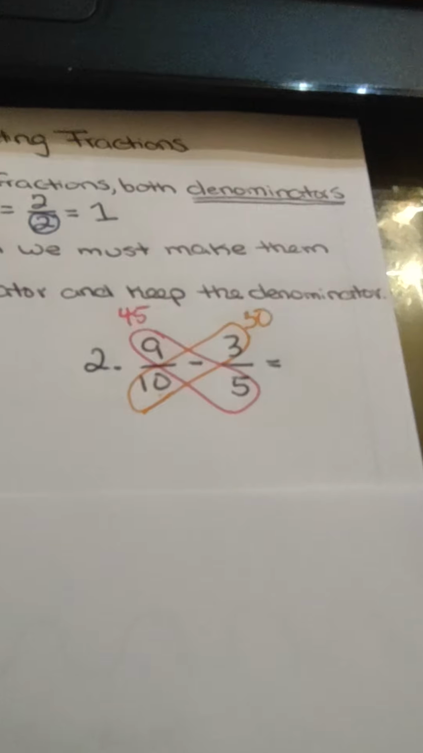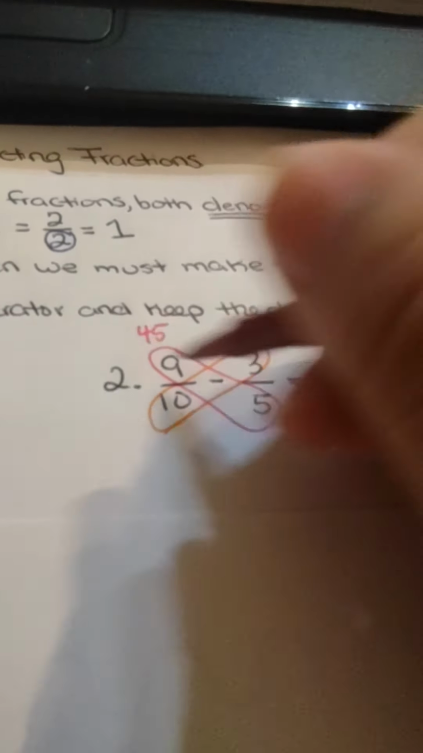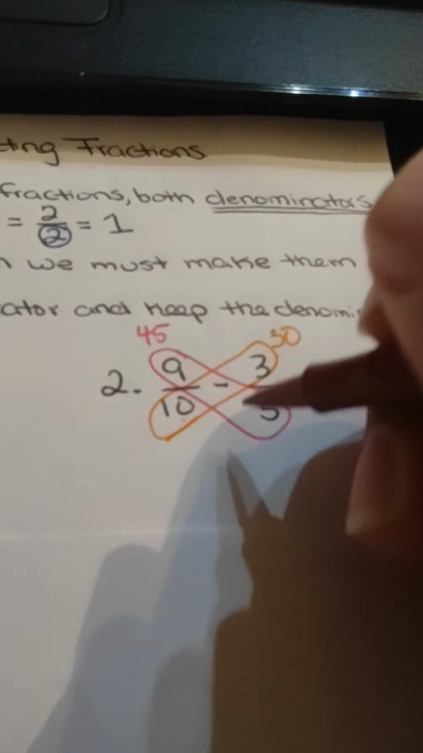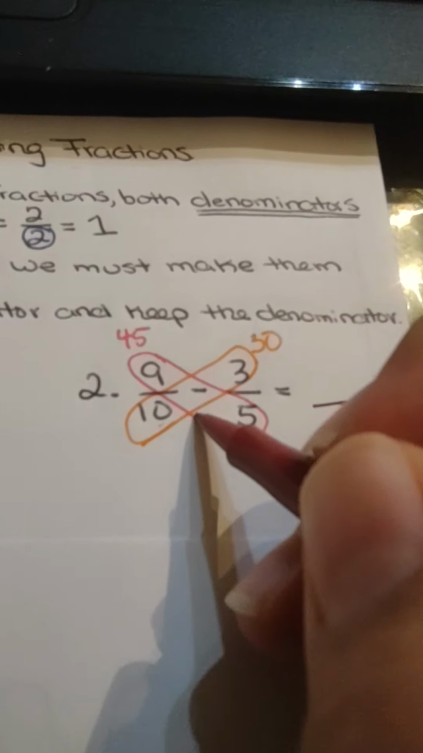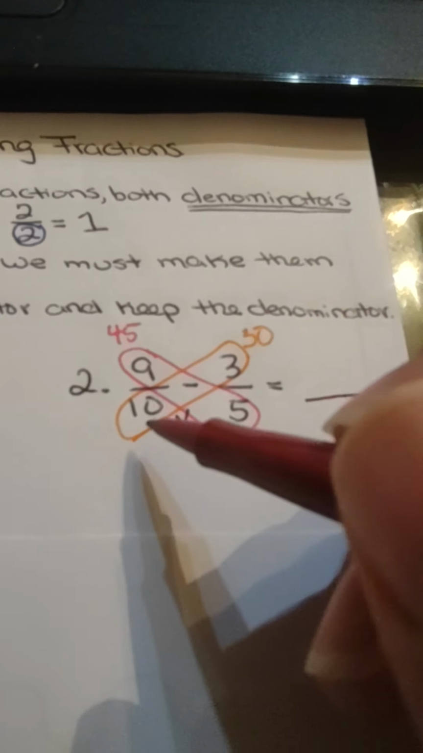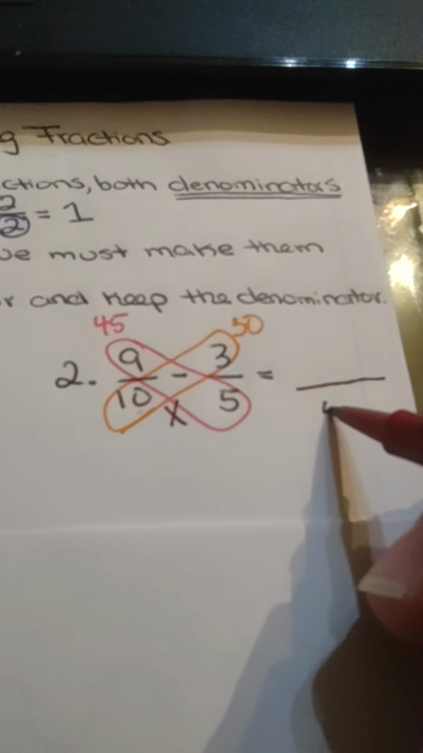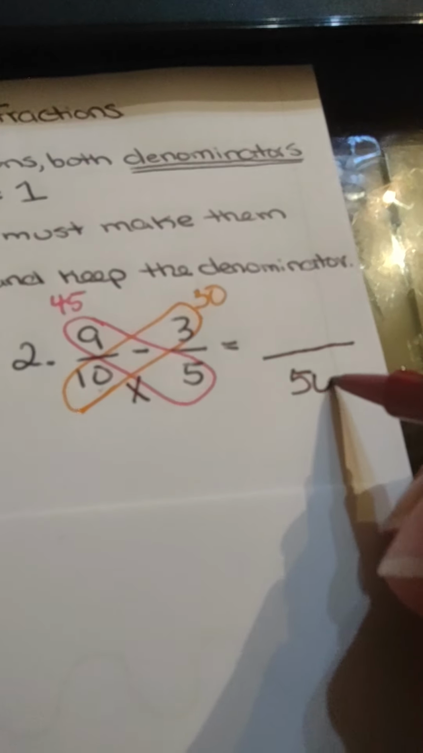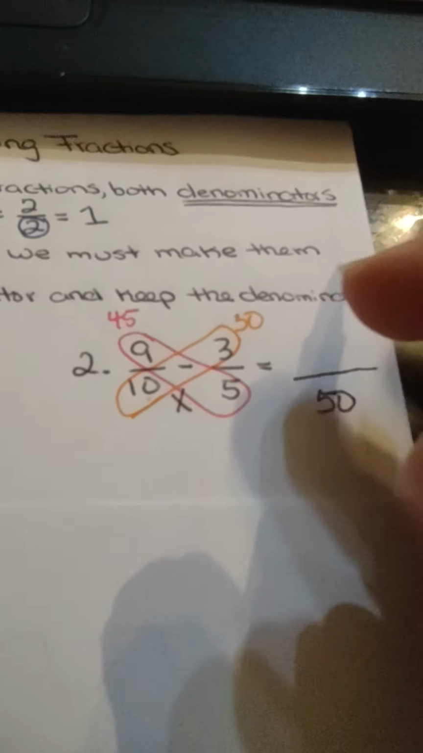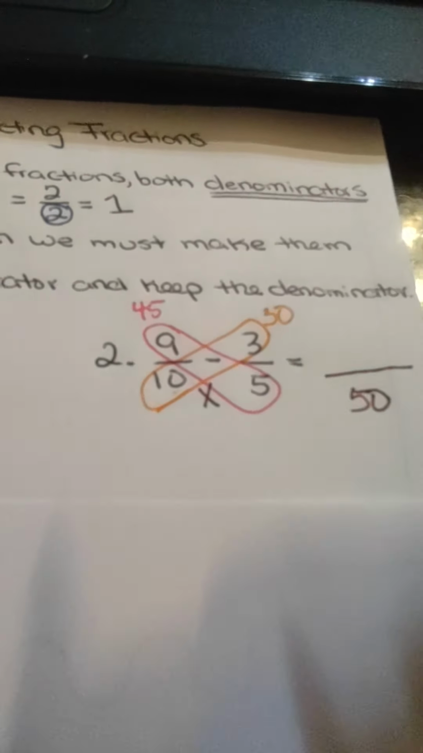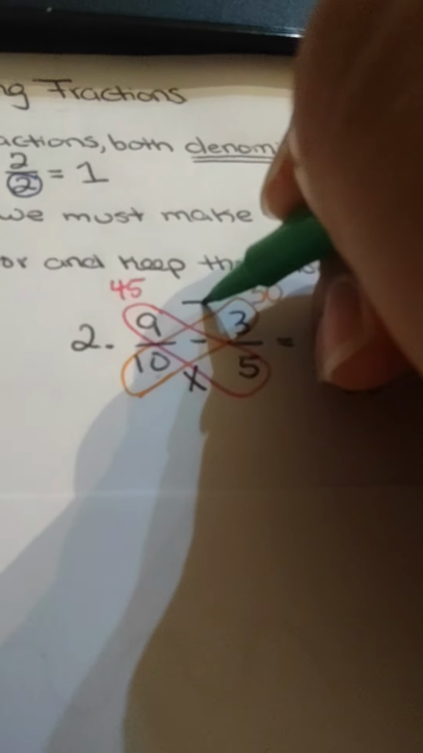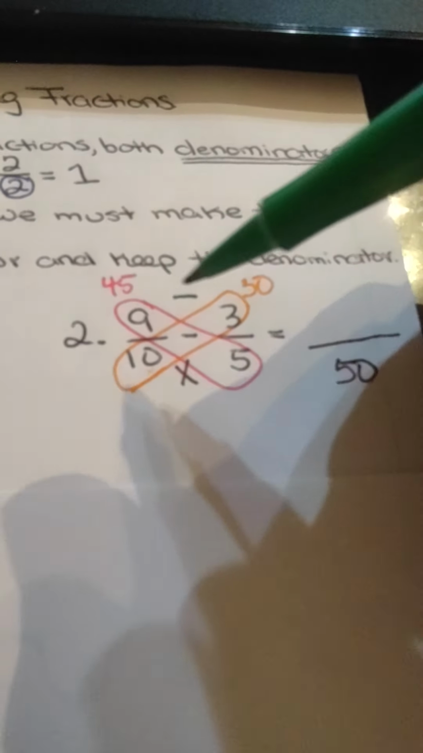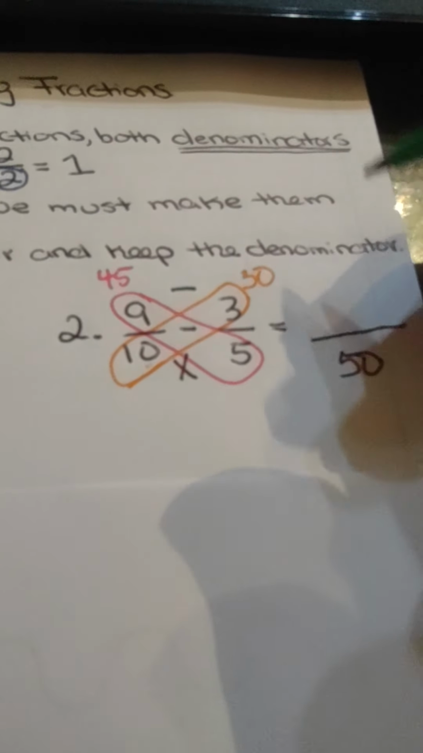Right? And then, before I do anything with my top numbers, I want to finish off the denominator so I don't forget it. I'm going to multiply these two. What's 10 times 5? That is 50, so that's my new denominator. And then I ask, what operation am I doing? Am I adding or am I subtracting? I'm subtracting, so I put that subtraction there and subtract 45 minus 30, and I get 15.